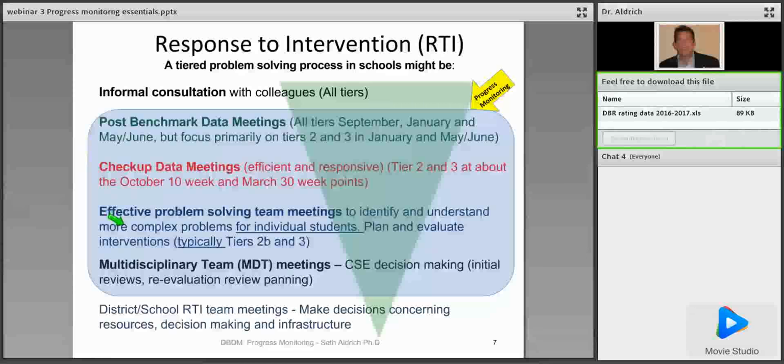These effective problem-solving team meetings look at individual students, typically kids at Tier 2 and Tier 3, but of course it might be anybody that we would sit down and look at their data. And I do want to point out that progress monitoring data is important in terms of a multidisciplinary team meeting.